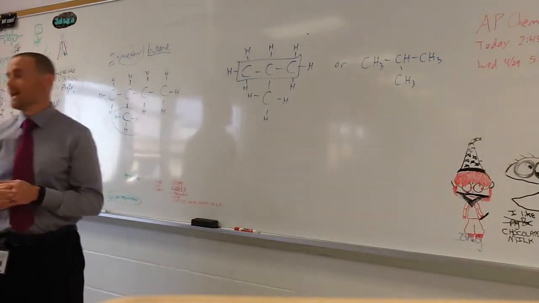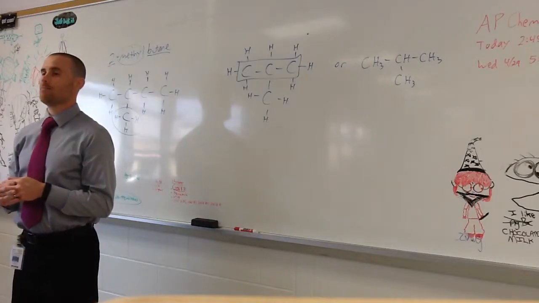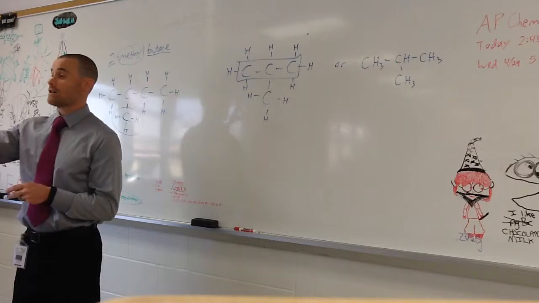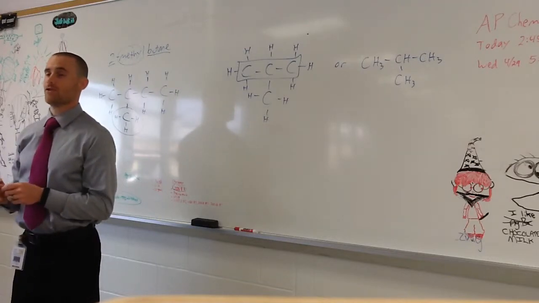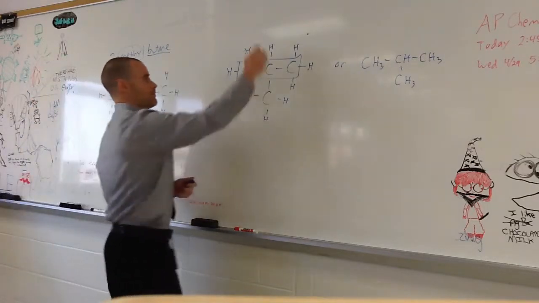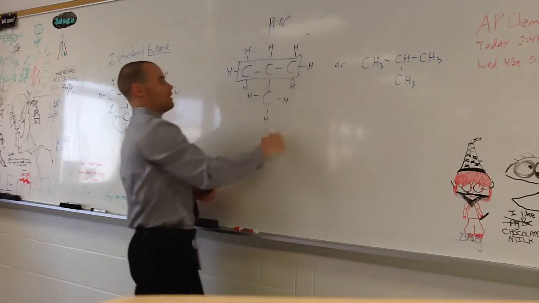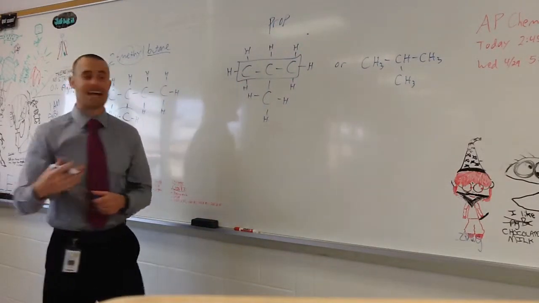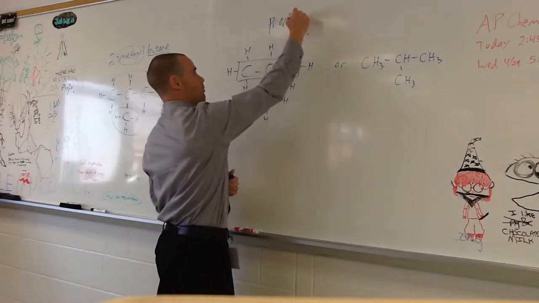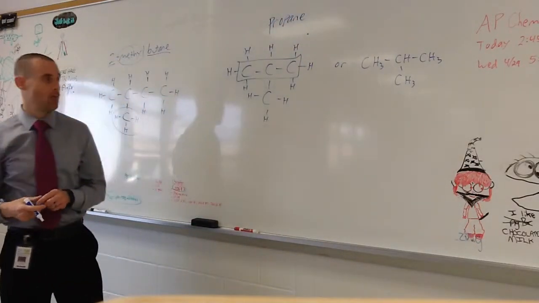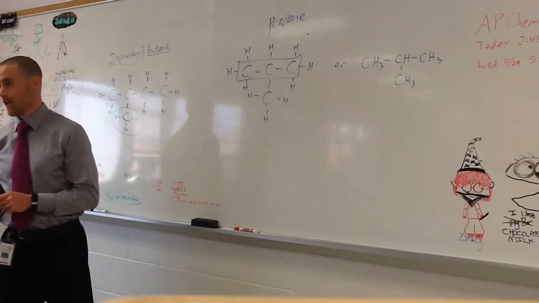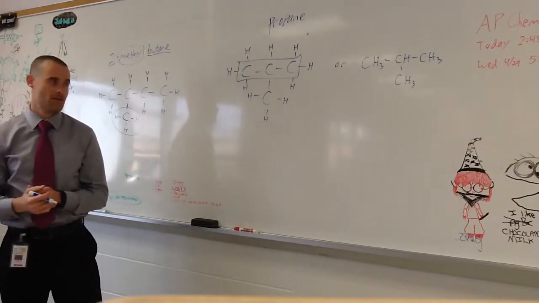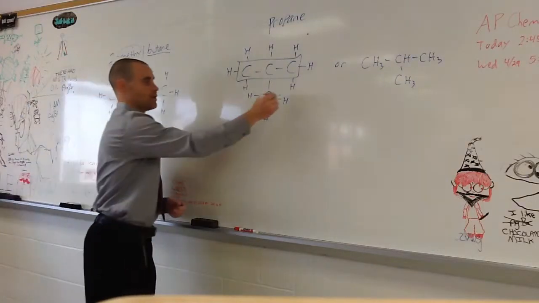Now, name what's inside the box and only inside the box. How many carbons are in the box? 3. What's the prefix for 3? Pro. Single bond, so only single bond. So we know it's an alkane, so it's propane. Now, anything outside the box that is not a hydrogen, a carbon, circle it.